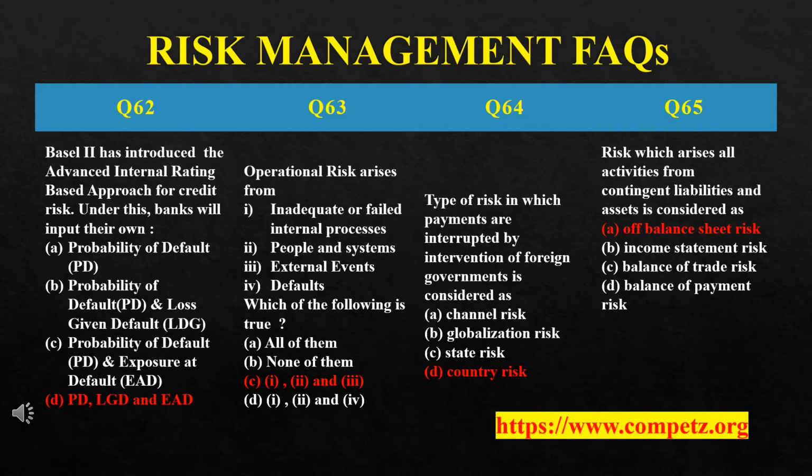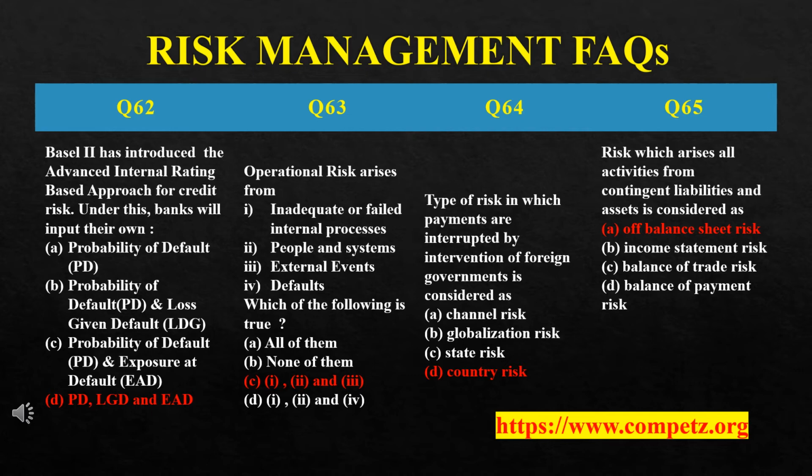Basel II has introduced the advanced internal rating based approach for credit risk. Under this approach, the banks will input their own probability of default, loss given default and exposure at default. The bank can calculate and use their own PD, LGD and EAD. However, under FIRB, which stands for Foundation Internal Rating Based Approach, the bank will be using the LGD and EAD as specified by the RBI.